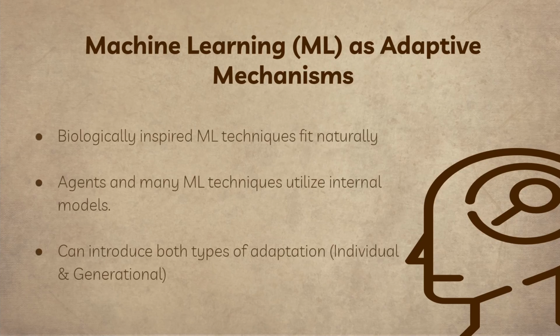There are 3 primary motivations. Firstly, many biologically inspired machine learning techniques fit very naturally with most agent definitions. Secondly, both agents and many machine learning techniques utilize internal models of their environment. And lastly, machine learning techniques can introduce both types of adaptation, individual and generational.